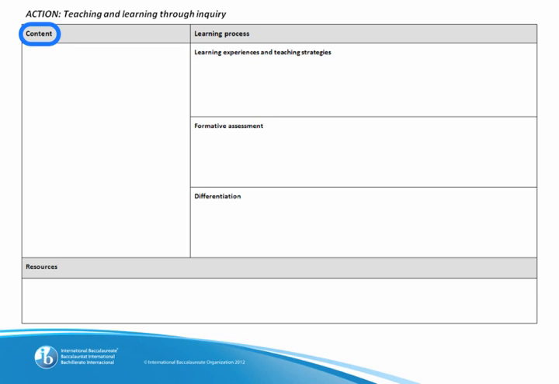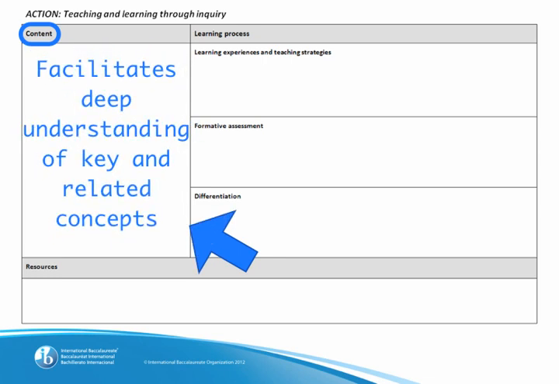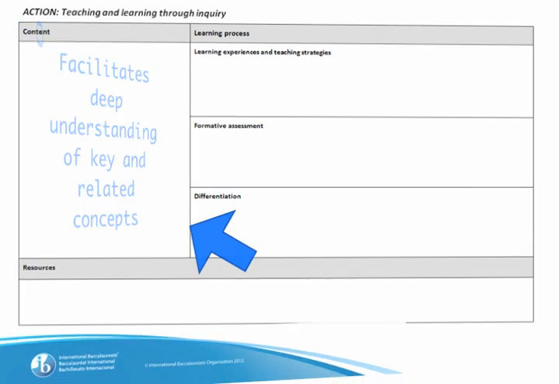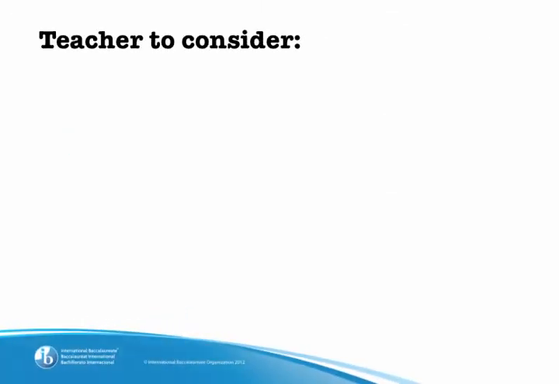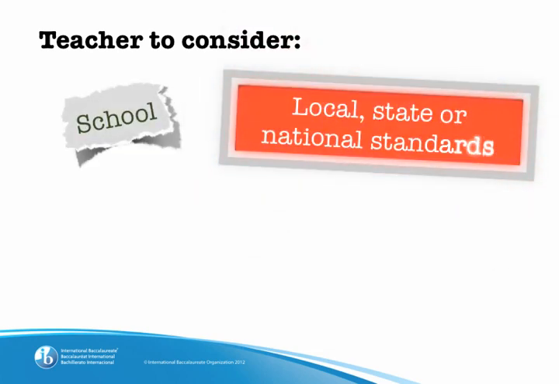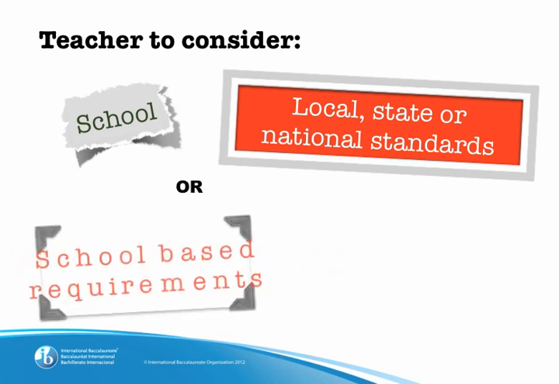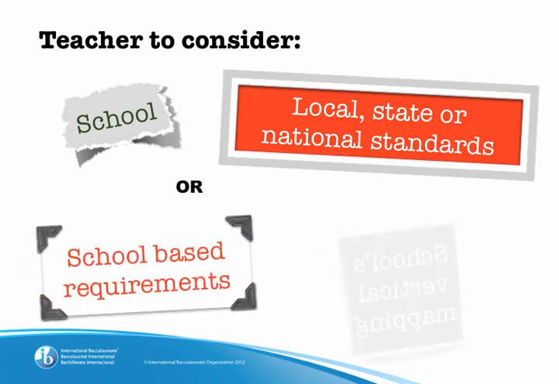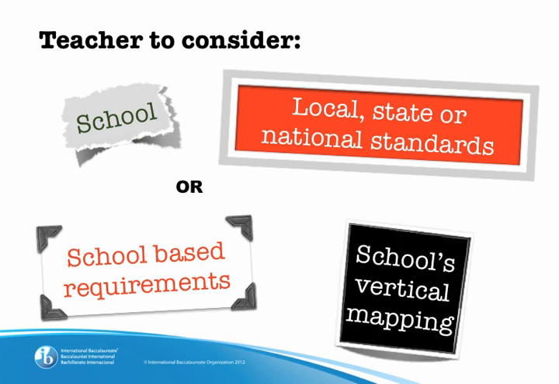Teachers need to consider how the required or selected content will facilitate deep understanding of the key and related concepts within context. The teacher may need to consider school, local, state, or national standards to be addressed in the unit. This part of the planner can be used to record this information. In schools where this is not the case, teachers may need to consider school-based requirements and the school's vertical mapping when selecting content for a unit.